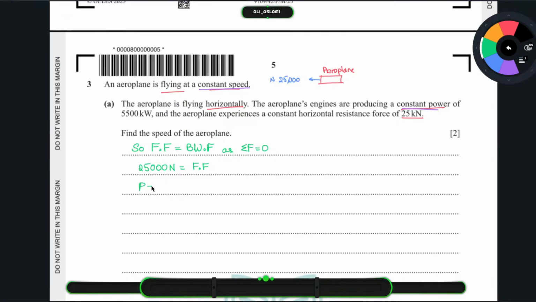And power is F times v, and 5500, both are in kilos, right? So we can just ignore the kilos and find out the speed. That is 220. So 220 meters per second.